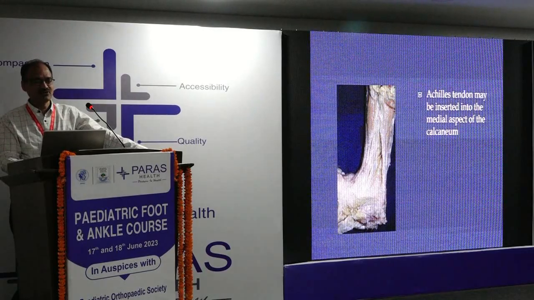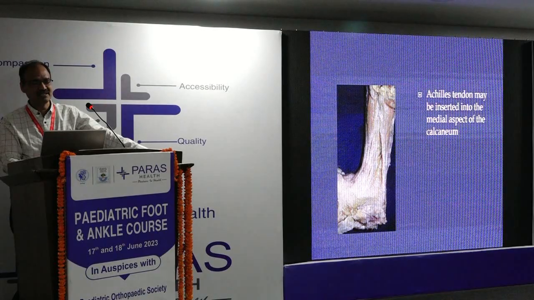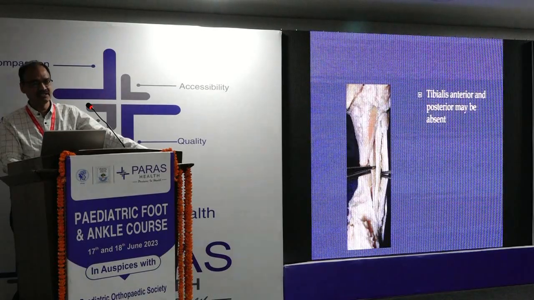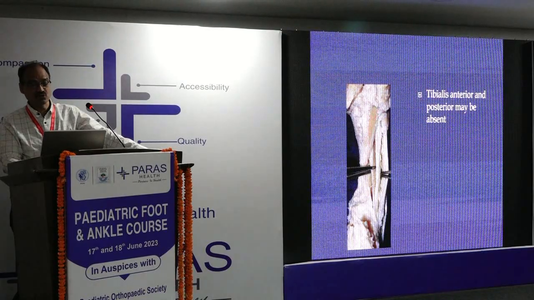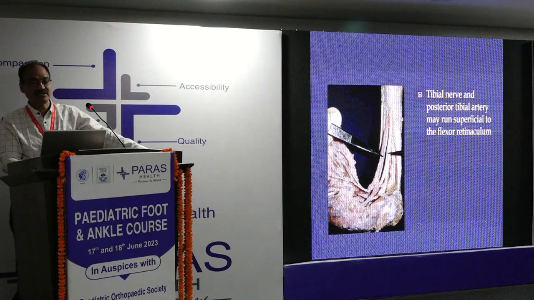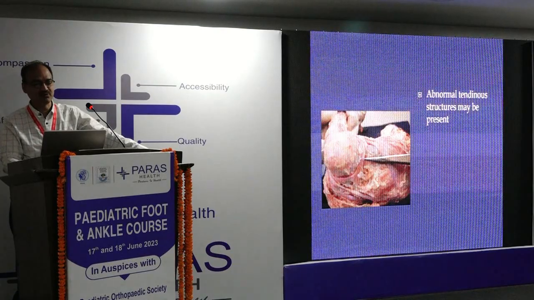We have been fortunate enough to dissect a few cases that went on to amputation. We see that the Achilles is inserted more medially here. Sometimes tibialis posterior would be absent or would pass superficial to the flexor retinaculum and tibial nerve, and the posterior tibial artery would be superficial to the flexor retinaculum, and abnormal tendinous structures would be present.